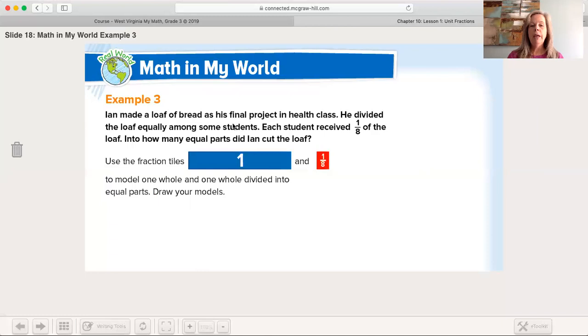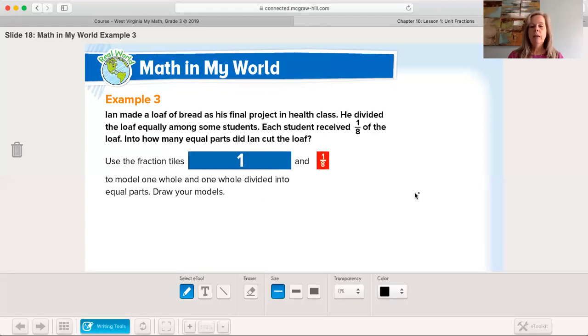Ian made a loaf of bread as his final project in health class. He divided the loaf equally among some students. Each student received 1/8 of the loaf. How many equal parts did Ian cut the loaf? So let's draw our loaf of bread. Do that now on your paper. You can just draw a rectangle, it's fine. Now, see if you can divide that into 8 equal parts.